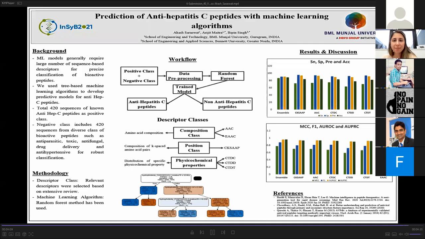As part of future work, we will be exploring these decision trees to establish clusters based on descriptor class. That is all for my presentation. Thank you everyone for your time.